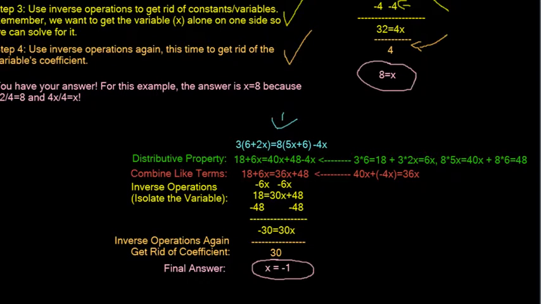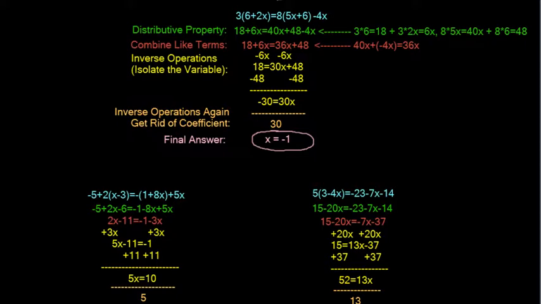Now that the variable is isolated apart from its coefficient, you follow the final step and use inverse operations again to get rid of the coefficient by dividing both sides by 30. 30x divided by 30 equals x and -30 divided by 30 equals -1. That means x = -1. It's quite simple if you follow the right steps.